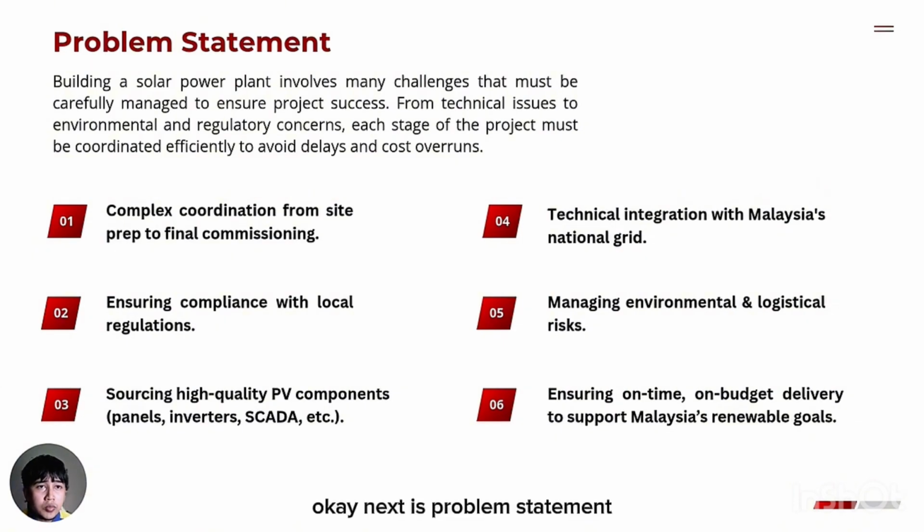Okay, next is problem statement. Building a solar power plant involves many challenges that must be carefully managed to ensure project success. From technical issues to environmental and regulatory concerns, each stage of the project must be coordinated efficiently to avoid delay and cost overrun. So firstly, from the problem statement is complex coordination from site prep to final commissioning.